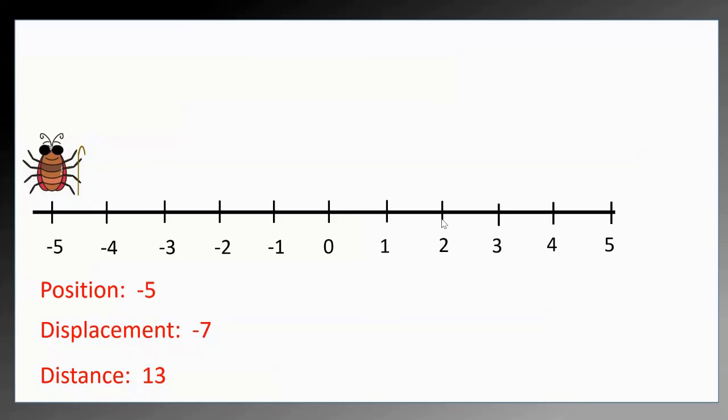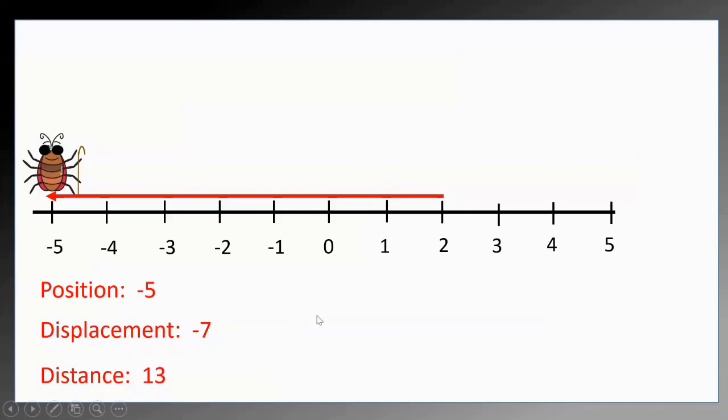Get the Cheeto. Okay, and so you see that where he finished is at position -5. Displacement is -7, and that's because if you drew a line from where he started to where he finished, that line would be 7 line segments long. And it would point to the left, which is why we put the negative number there. The negative, again, is just the direction.